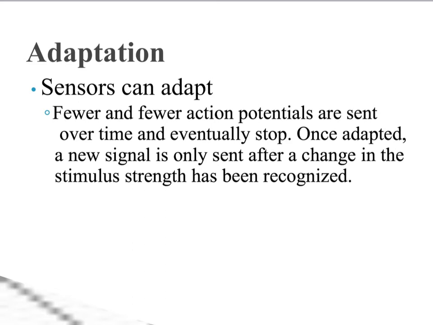Adaptation occurs as sensors adapt to a stimulus. So over time, when a stimulus has been constant, those neurons become less responsive to that stimulus. They'll start to send fewer and fewer action potentials, and eventually they may stop sending an impulse altogether. Once a neuron has adapted, it won't tend to send a new signal again until the stimulus has changed. So it's either gotten stronger, it's gotten weaker, but it's not the same strength of a stimulus anymore. Something is different.